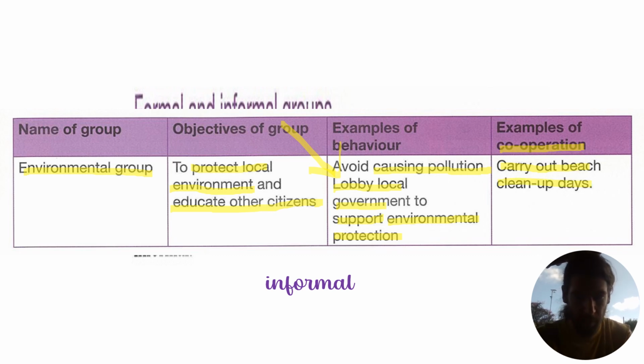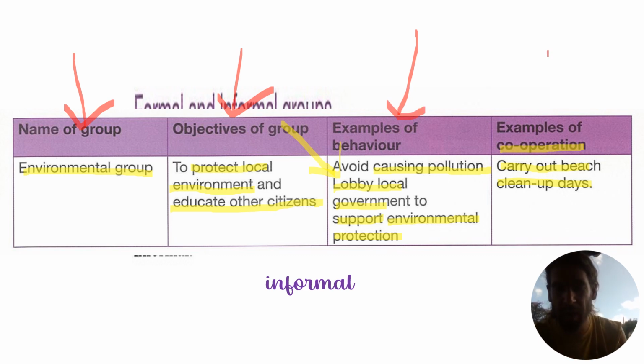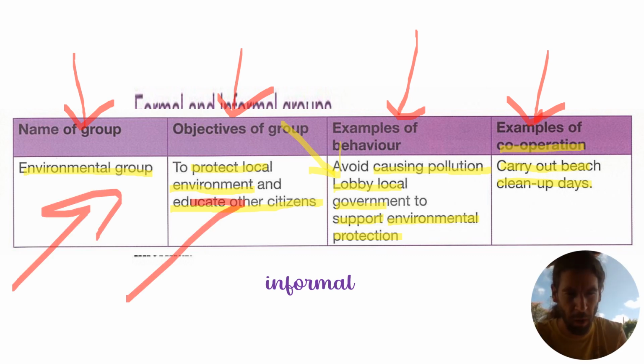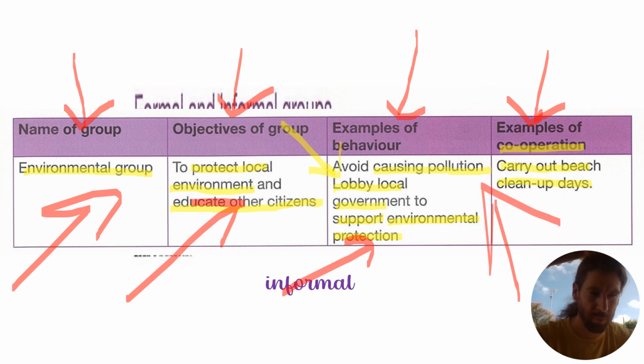So you see here the different aspects of a group, the characteristics of a group: the group's objectives, examples of behavior, examples of cooperation. You see them here, and here you see it filled in for an environmental group, how it works in practice, being a formal group. We're talking now about a formal group.